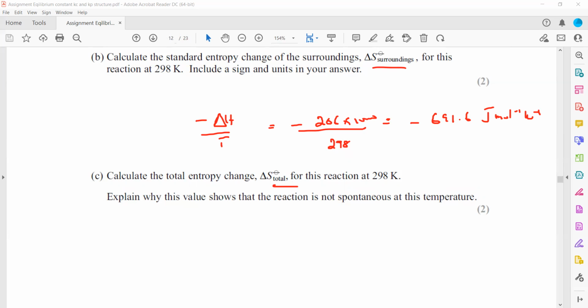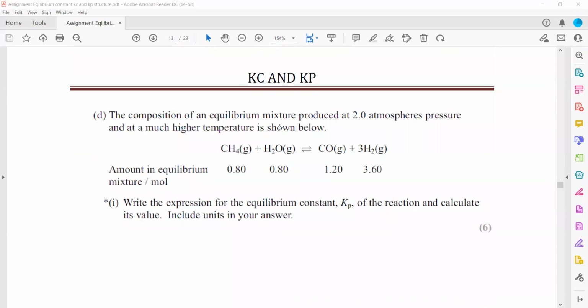So 214.5 was the first one, plus the surroundings, minus 691.6. When we simplify, we get a negative answer, minus 477 joule per mole per kelvin. That was in kilojoules. So the total entropy change is negative. What does it give an idea of? It gives an idea that this reaction is thermodynamically not feasible, that it is non-spontaneous.